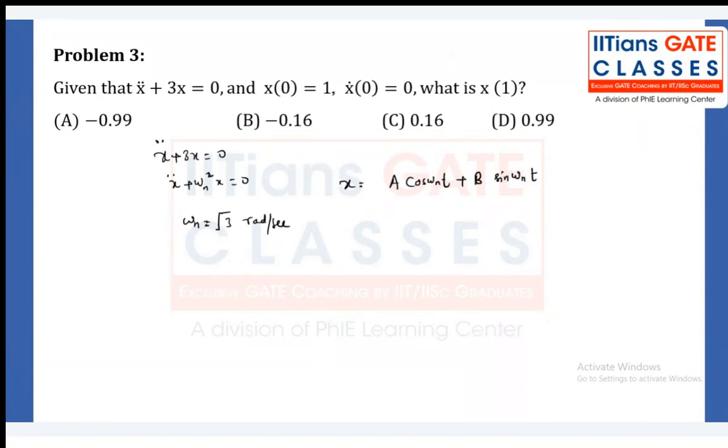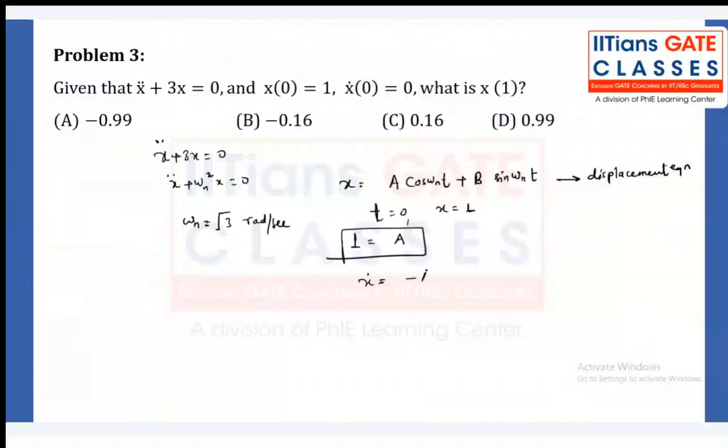And they have given the boundary condition: when time t equal to 0, x is 1. Now put that boundary condition in, we get the value of a. What is the second boundary condition? The velocity. First differentiate the displacement equation to get the velocity. Differentiating, what will you get? Minus a into omega n sine omega n t plus b into omega n cos omega n t.